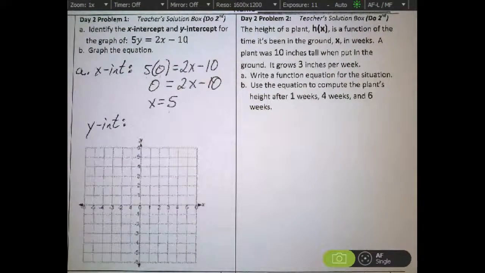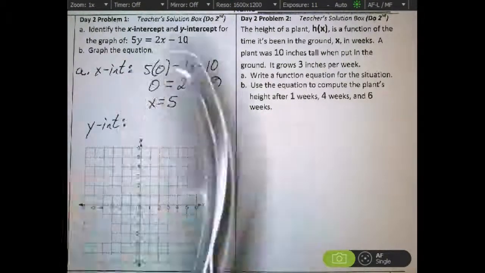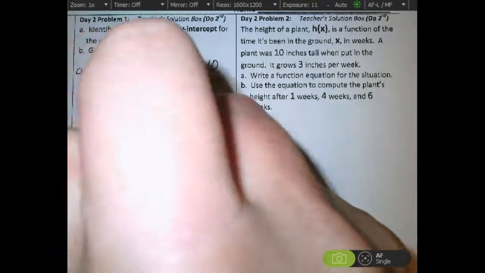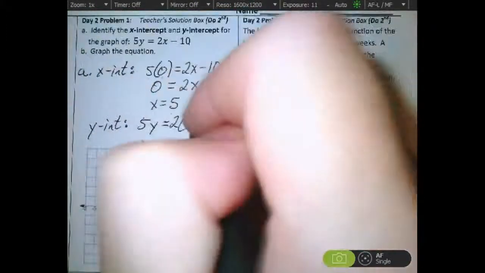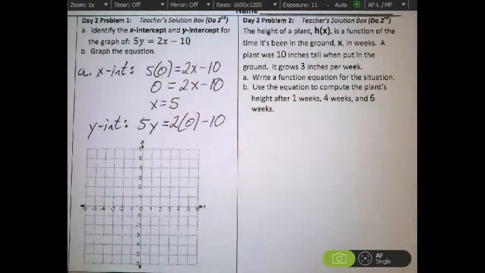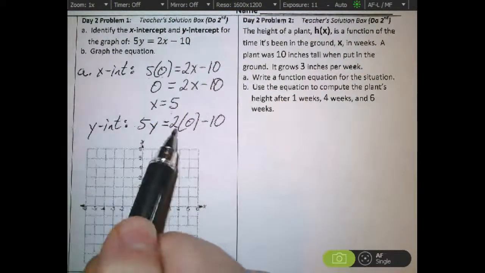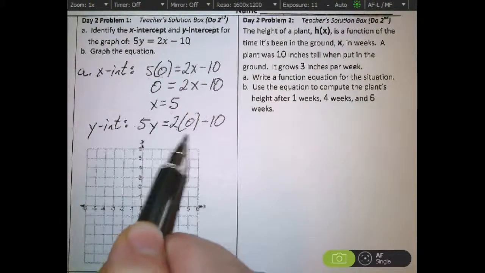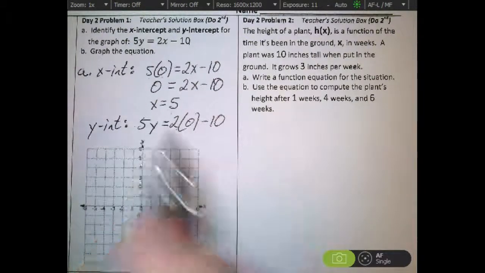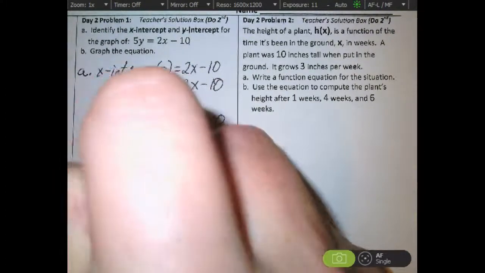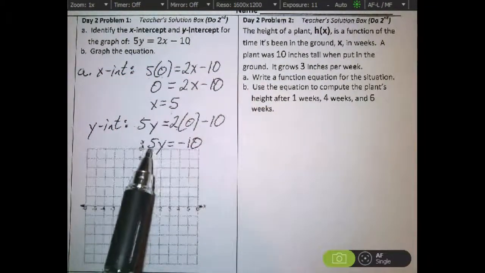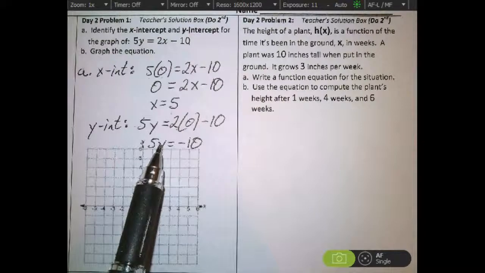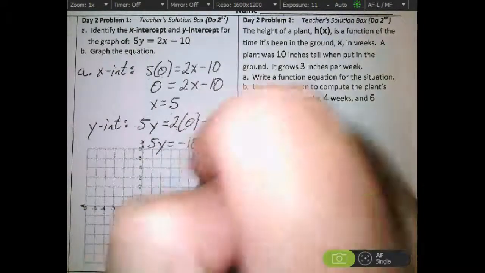To find the y-intercept of a linear equation, we substitute 0 in place of the letter x. And so we'll have 5y equals 2 times 0 minus 10. Two times 0 is 0 in this position, and 0 subtract 10 makes negative 10 to the right of that equal sign. So we have 5y equals negative 10. How about 5 times negative 2 equals negative 10? I think y is negative 2.